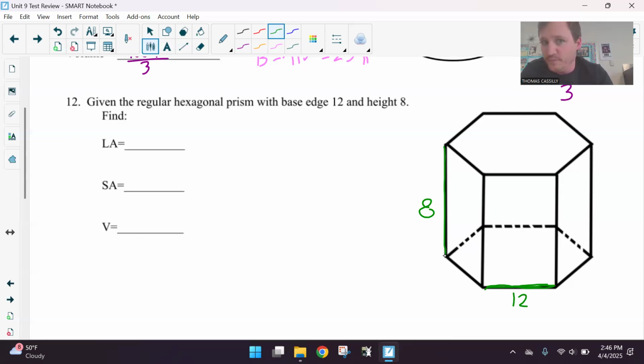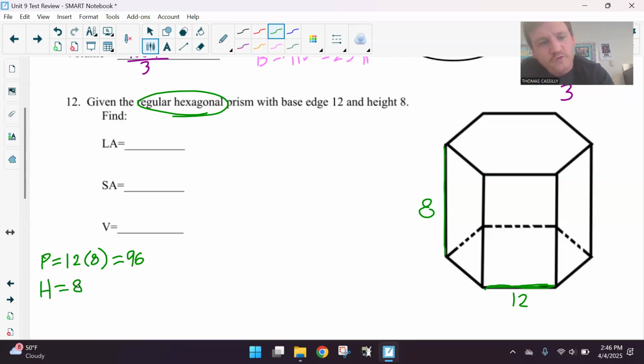So this is capital P times H. So maybe down here, I would say capital P equals. It is a regular hexagon. That means all the sides are the same. All the sides in this case are 12. So we have 12 times 8, that's going to be 80 plus 16, which gives us 96. All right, so your perimeter is 96. Your height, capital H, is 8. So your lateral area, that's 96 times 8. What is 96 times 8? That's 768.